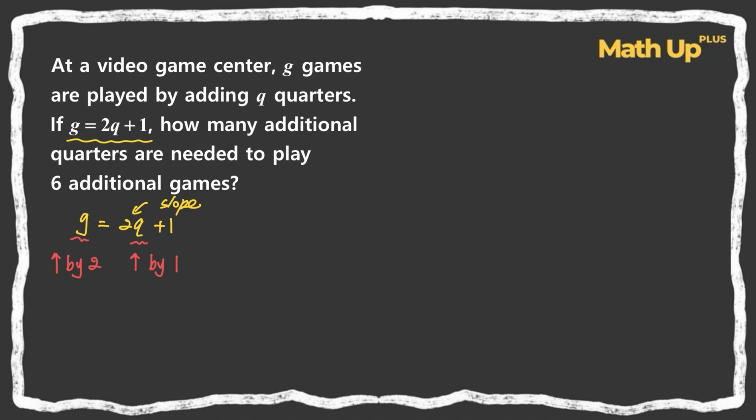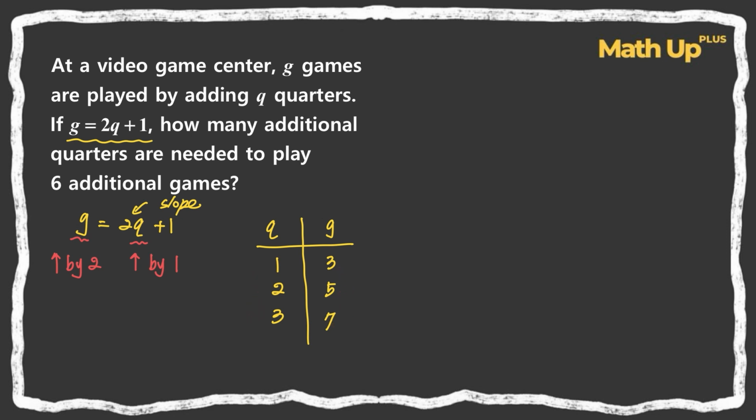We actually can check it with the values of x and y. Let's say here we have Q and G. If Q is 1, we have 3 here. If Q is 2, 2 times 2 plus 1, 5. If Q is 3, 2 times 3 plus 1, 7. So we see that as Q increases by 1, G increases by 2.